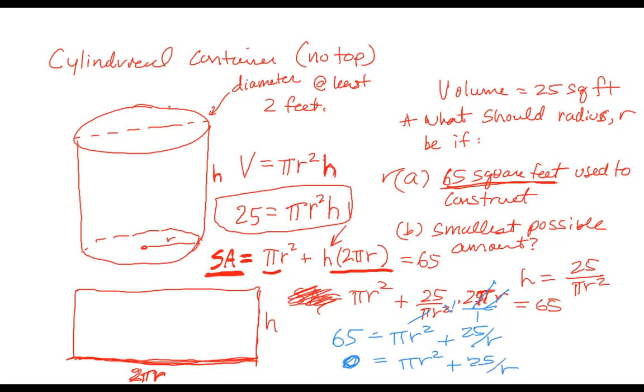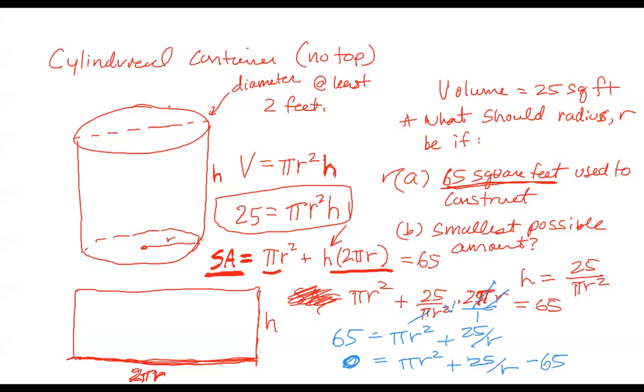0 equal to pi r squared equal to 25r. So I want to plug this into my calculator so that we can find where it crosses the x-axis, if I can find the 0.